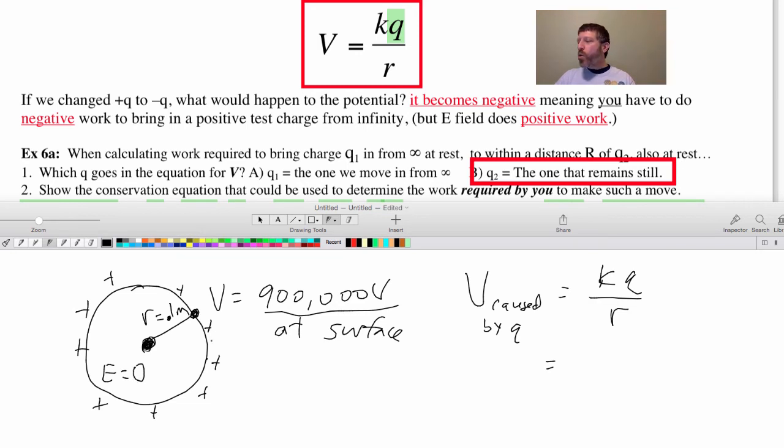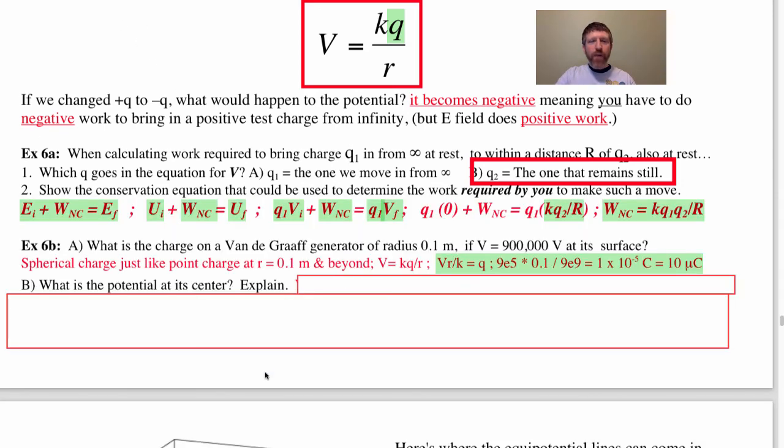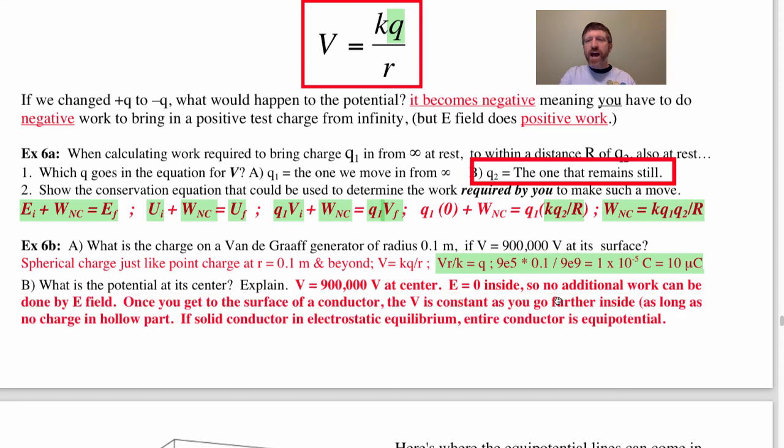How much more work would it take to bring in a charge? Here's a little Q naught right out here. How much more work would it take to bring this from there? Okay, so infinity to there, the difference is 900,000 volts. If it were 1 coulomb, it would take 900,000 joules for us to bring it in. How much more energy would it take us to bring it in to the center? If the field is 0 in here, it would take us no more work. In other words, we get a free ride. What's the potential at its center? It's still 900,000 volts. E is equal to 0 inside, so no additional work can be done by the E field.